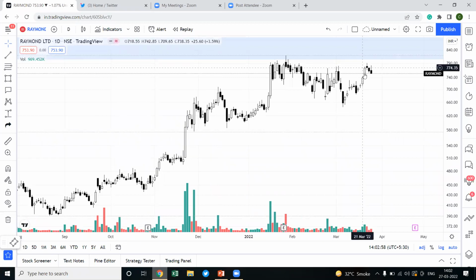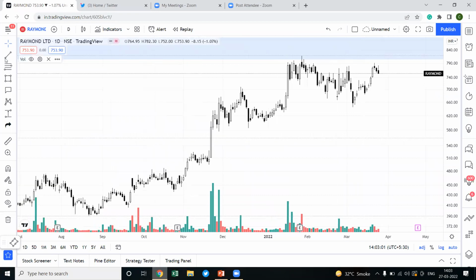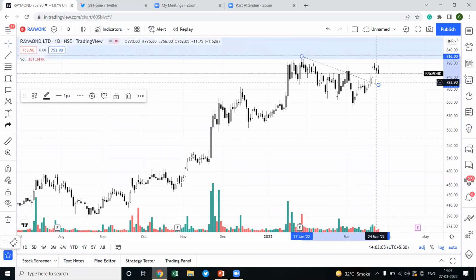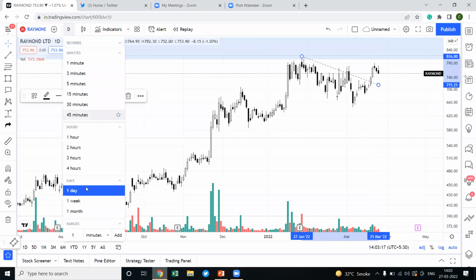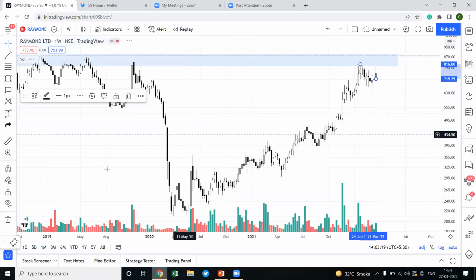You can keep a stop loss near the 750 mark. Or if you want to enter early, you can look to enter the stock near the 725 mark and keep a stop loss of around 20-25 points. On a weekly time frame, it has to cross the 800-850 mark. Once it crosses the 850 mark, then and only then would the stock be in momentum.